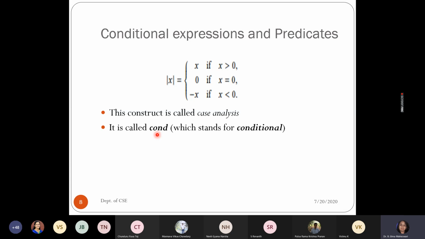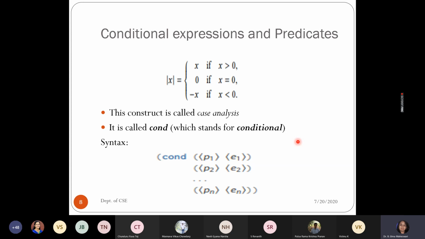The variable is nothing but a name. Now in this particular thing, absolute of the variable x, absolute of the name x. Let us see how to define this. The language is providing a cond. Cond means conditional. There is some structure available. You can very well use this.